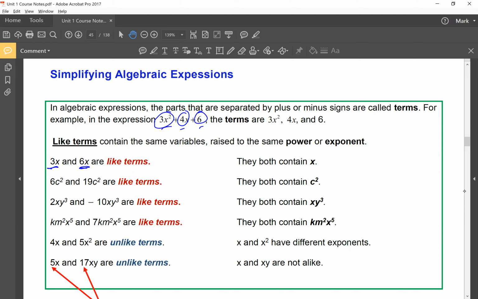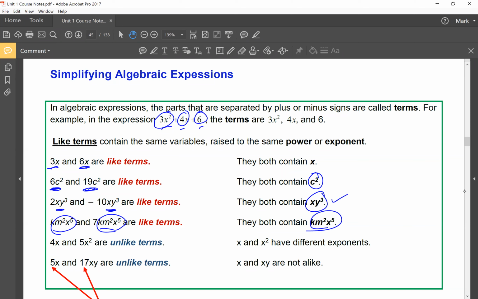Now, look at the next example. 6c squared and 19c squared. The 6 and 19 are irrelevant. They're just kind of the amount. But they are like terms because they both contain c squared. 2xy cubed and negative xy cubed are like terms. They have xy cubed. They need to have exactly the same variables. This one, 3km squared x to the 5th, and 7km squared x to the 5th: they have a k, they have two m's, they have five x's, everything's good.